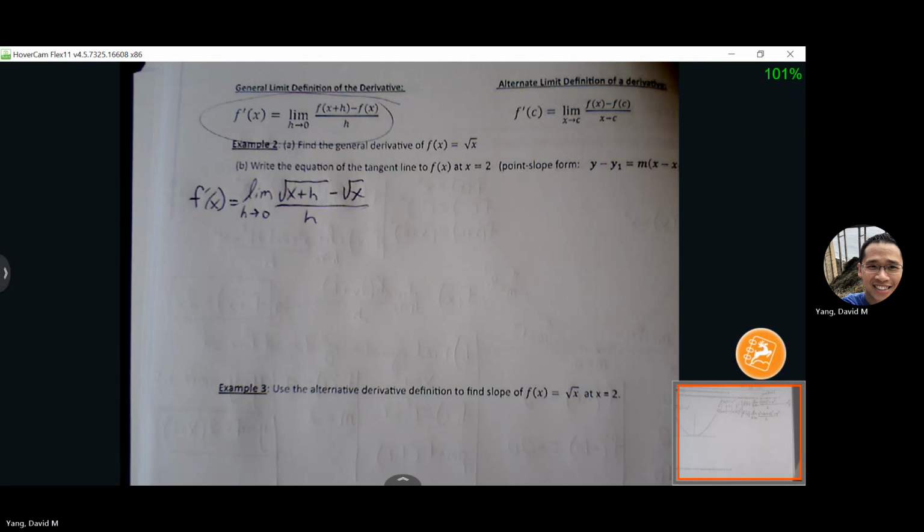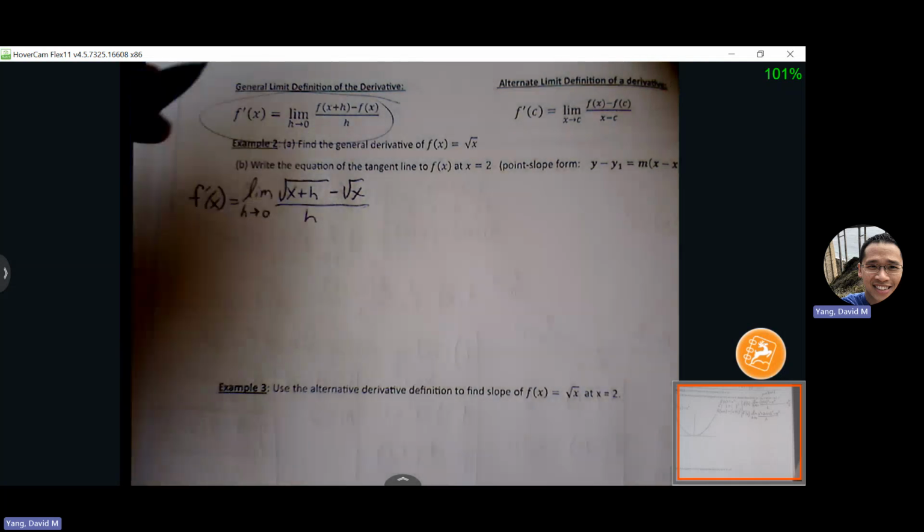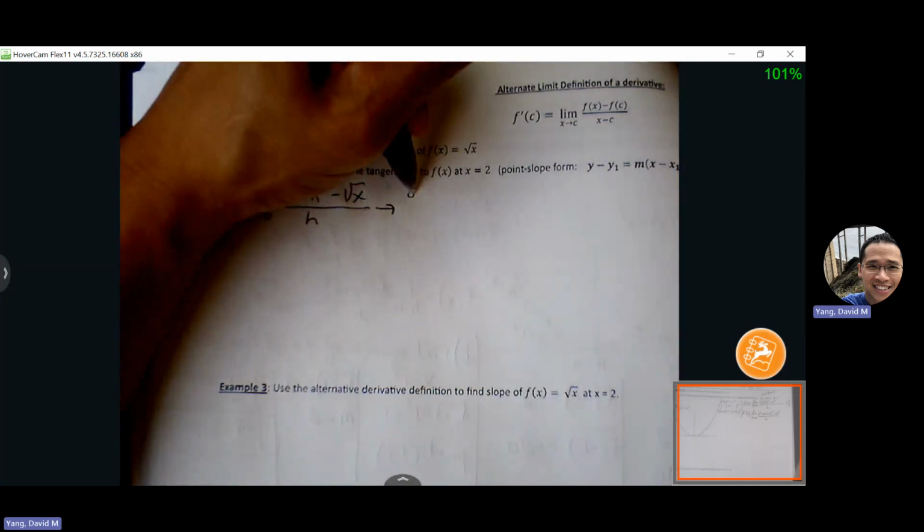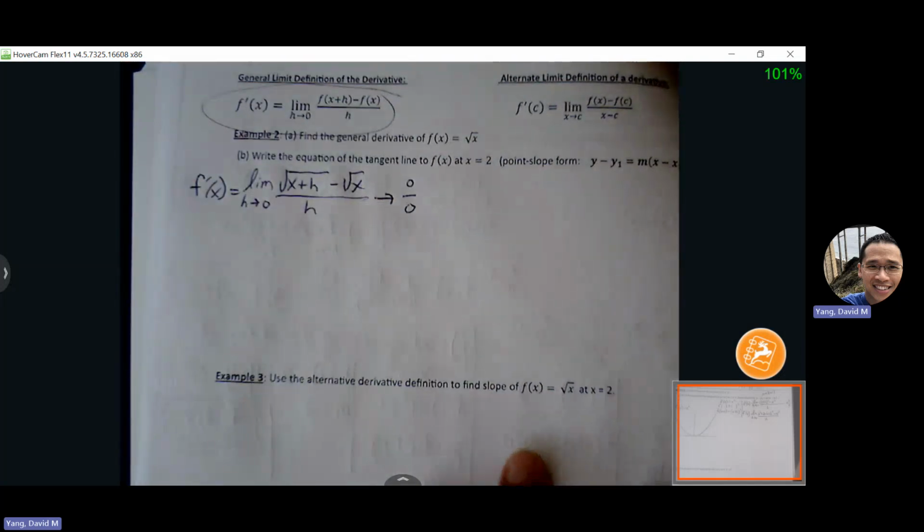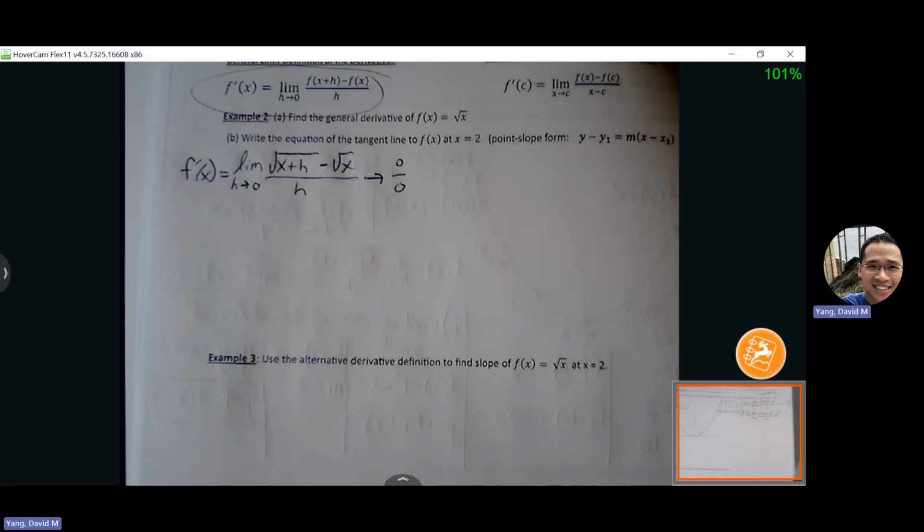Now, every time you do this, it's always going to end up giving you 0 over 0. There's always going to be a hole. I'm not going to give you one where it's going to be a vertical asymptote or continuous function. If you go through this definition, it's always going to give you 0 over 0, but I still want us to check and confirm that there is a hole before we move forward. So if I replace h with 0, root x minus root x is 0, 0 over 0.